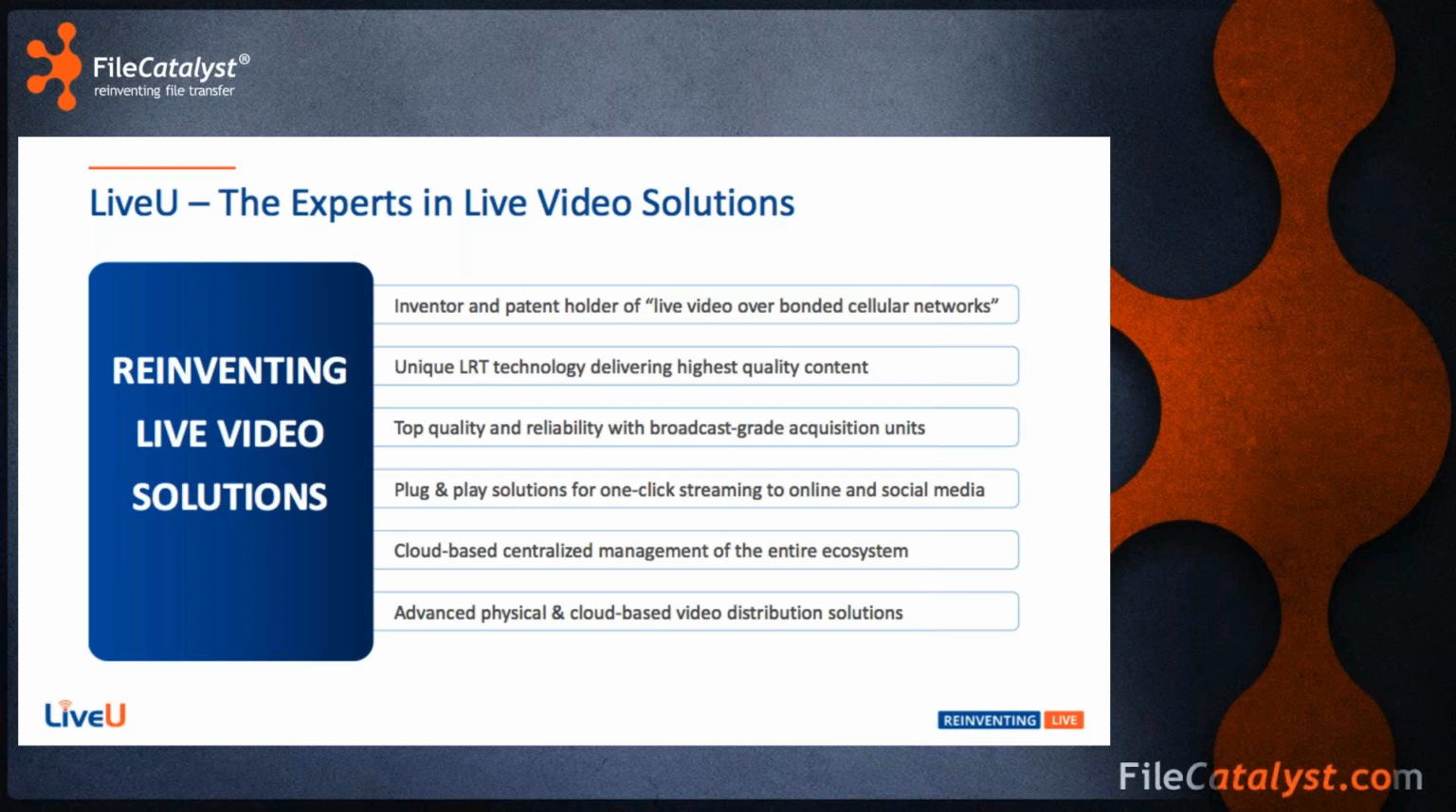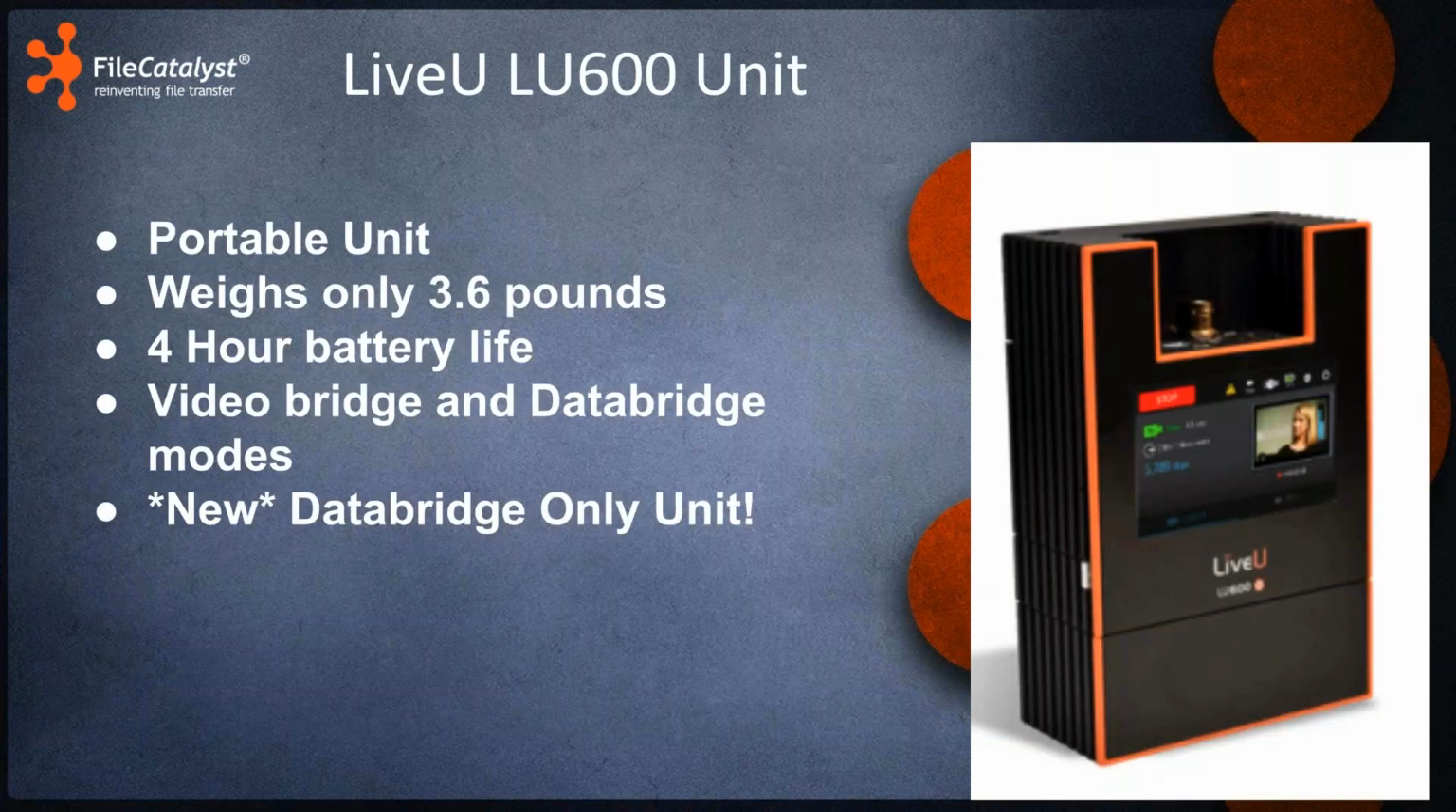But obviously today we wanted to talk a little bit about this next slide here, which is the LU600 unit and our DataBridge capability within that. So the LiveU 600, you see a picture of it there on the right-hand side, is a portable unit. It's about the size of a dictionary, and it weighs about 3.6 pounds. It has a built-in integrated battery that runs about 4 hours, so it's a highly portable unit. And we even make the ability for our broadcasters that use standard batteries to extend the life of that with external batteries. We have what we call video bridge mode and data bridge mode.